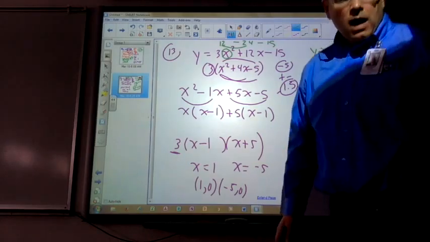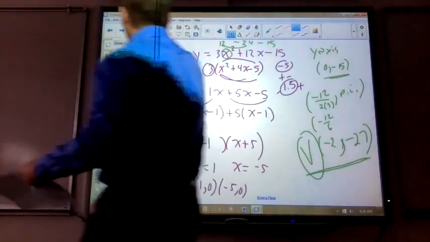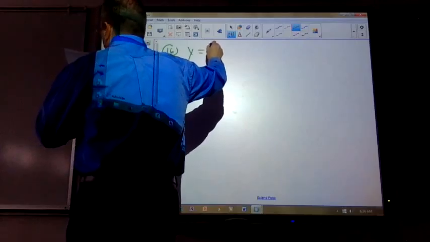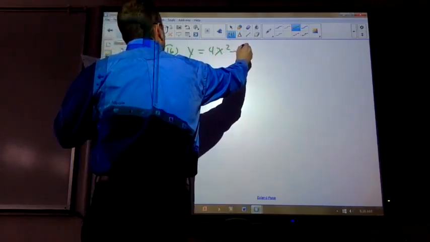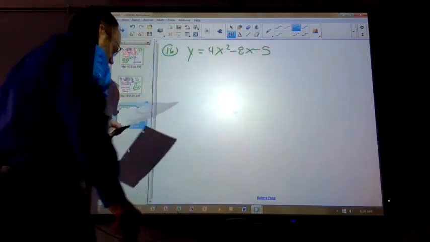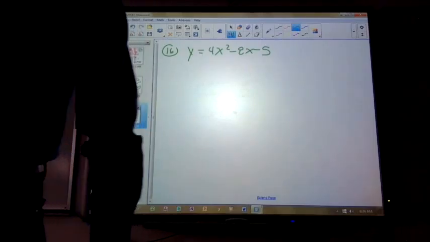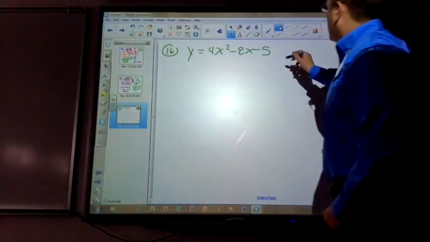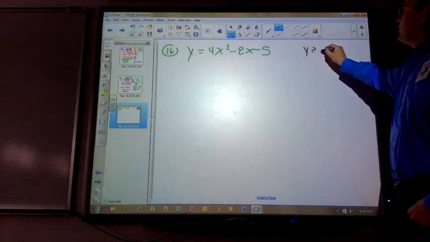All right. 15, are we doing all right? Find the vertex. Find the y-intercept, find the x-intercept. Let's do the easy one. Where is it across the y-axis?